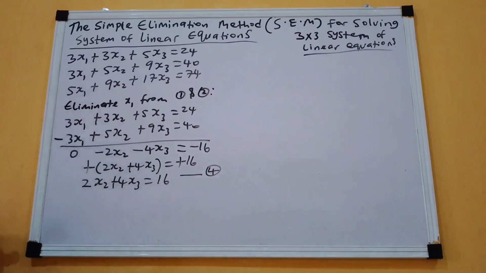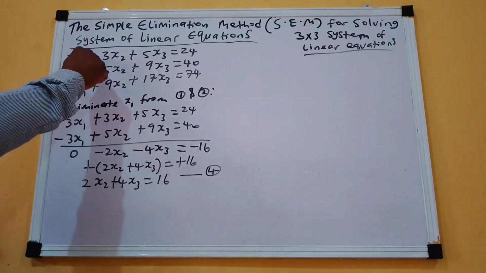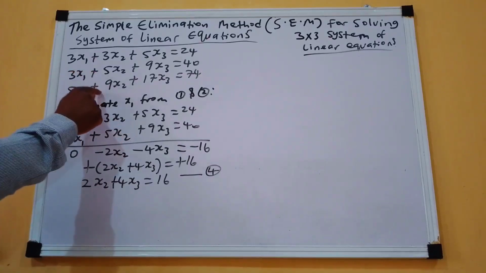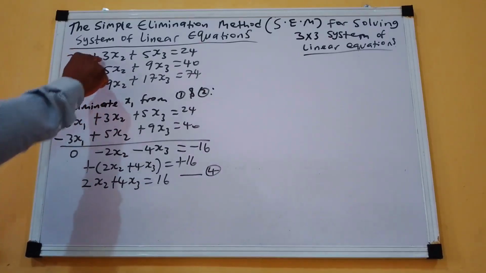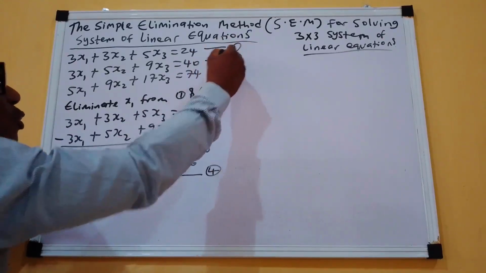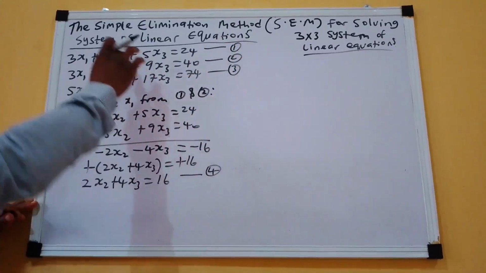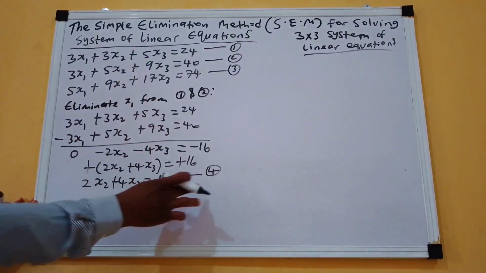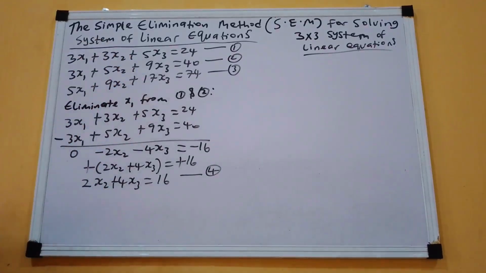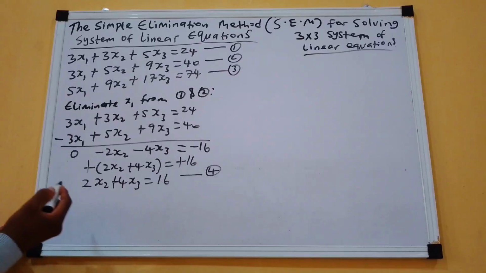You now come again and see how you can eliminate x1 again from either equations 1 and 3 or equations 2 and 3. This is equation 1, this is equation 2, this is equation 3. We combined equations 1 and 2 to get equation 4. Now we can combine equations 1 and 3 or equations 2 and 3. So let us take equations 2 and 3.